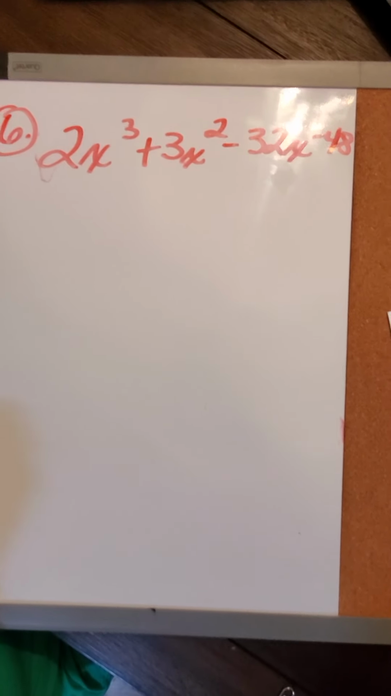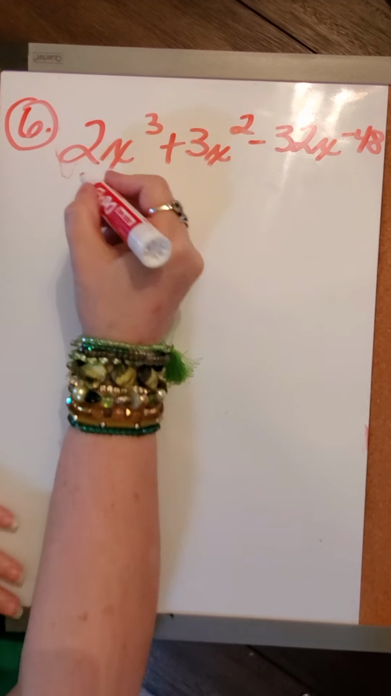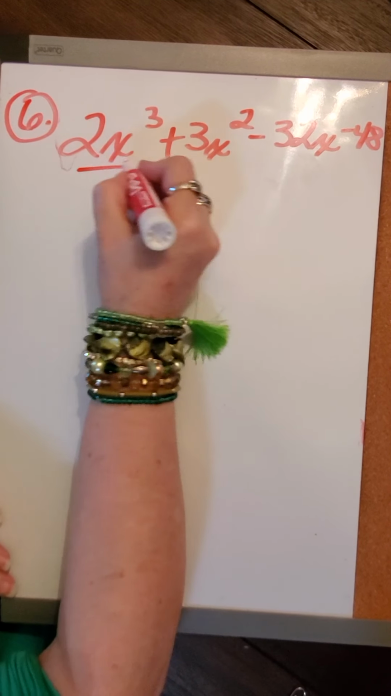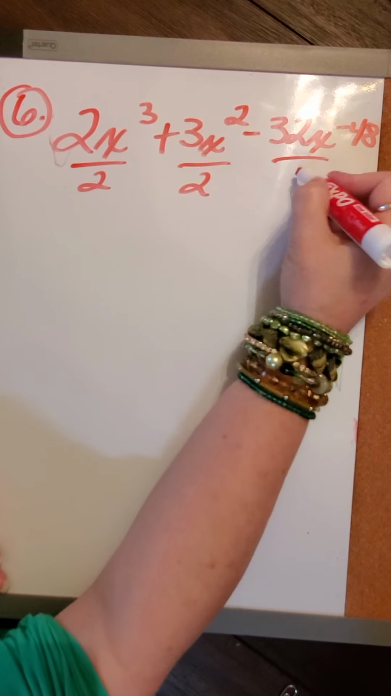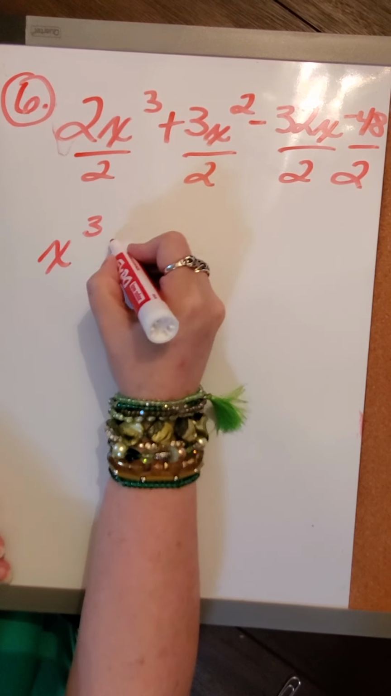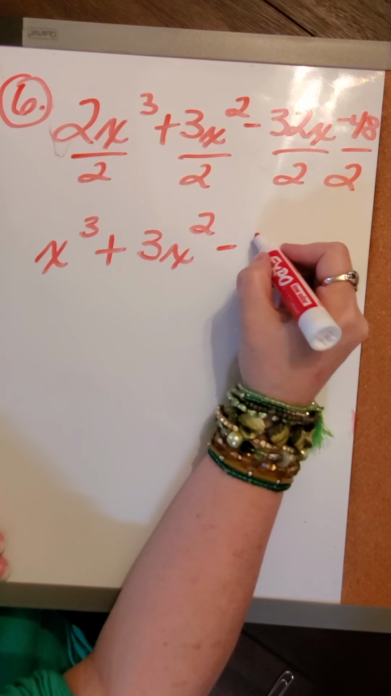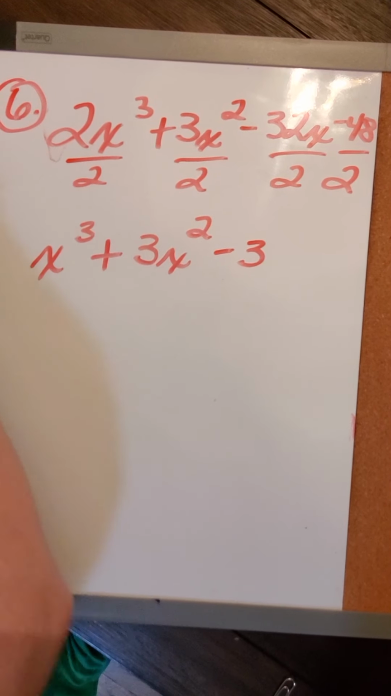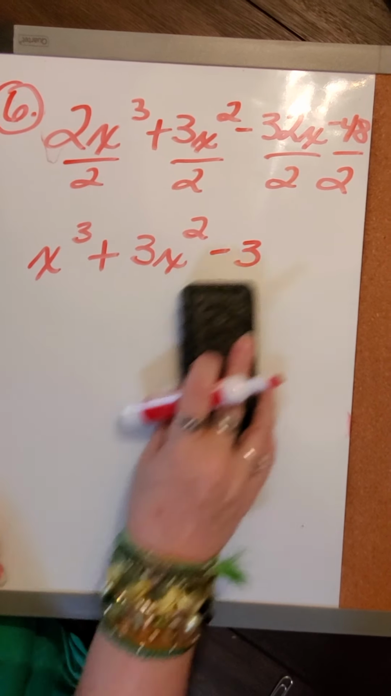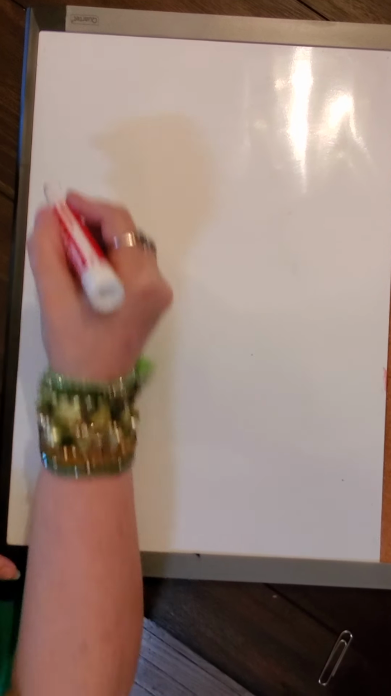Now, the first thing you always check for is to see if you can factor out something. In this situation, everything is divisible by 2. I'm going to write it like this time, because this is one we're going to factor by grouping. So this would be x cubed plus 3x squared minus 30, nope. Okay, let's start number 6 completely over again.